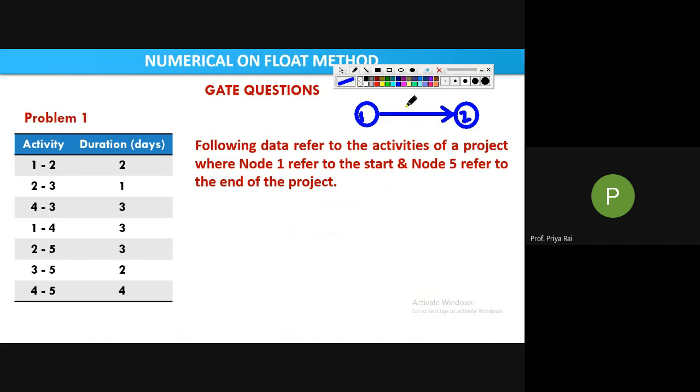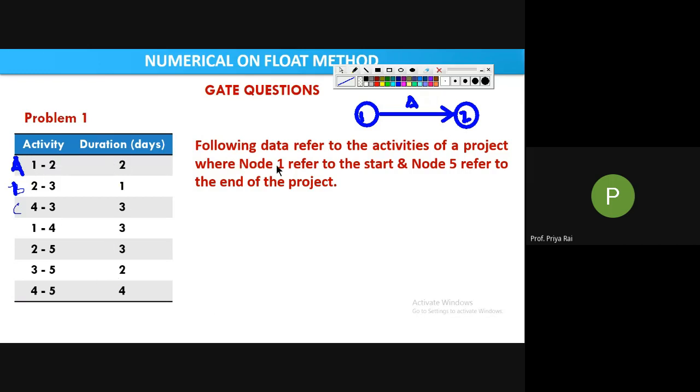An activity can be written as a, b, c, d, or it can be written as 1 to 2, that is i to j, 2 to 3 like that. So these are the activities. You can name them also. Suppose you name this as a, this one as b, then c, d like this, or we can represent them as i to j, 1 to 2, 2 to 3. These are given in the question, along with the respective durations of each activity.